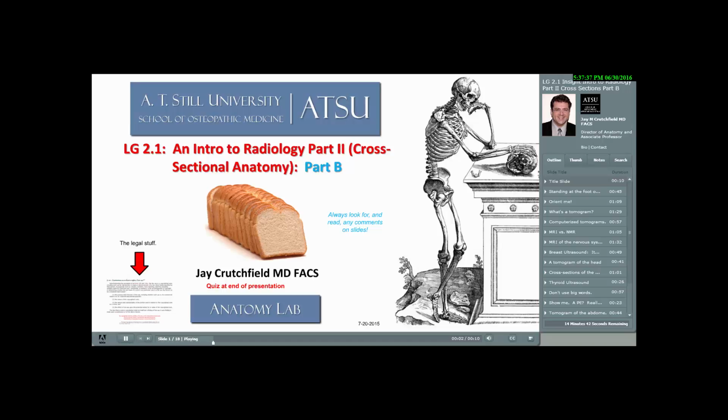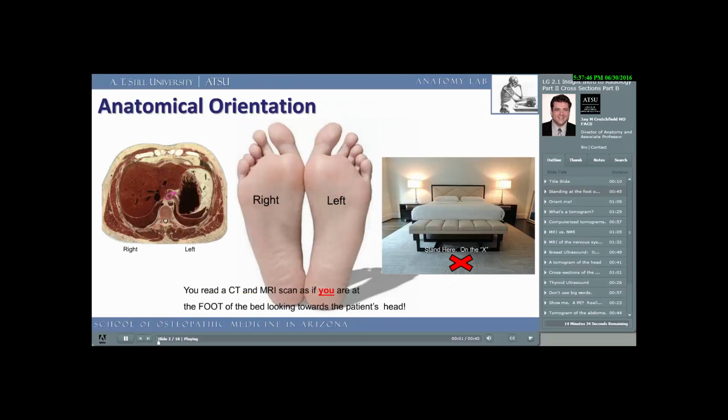An Introduction to Radiology Part 2. How to use cross-sectional anatomy as part of your gross anatomy education. Just like your first week in learning gross anatomy, we need to orient you. How do you look at these images?